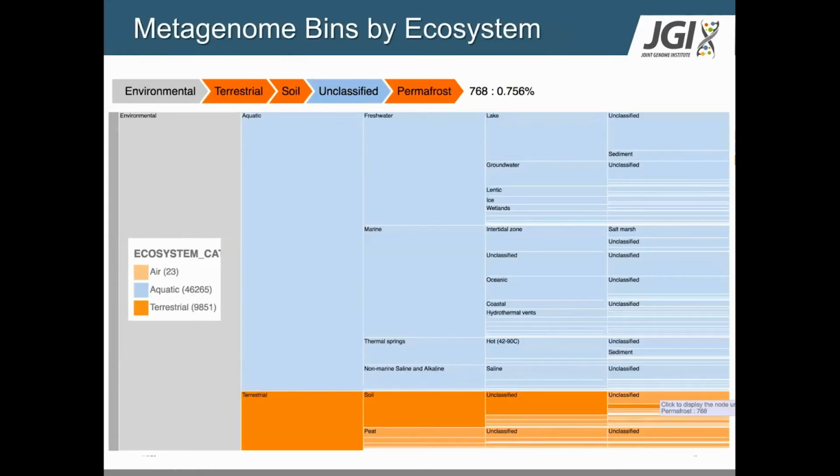You can also peruse the bins by their ecosystem classification. In this particular example, I've drilled down from terrestrial samples down to permafrost, and it's telling me that there are 768 bins that have been called from samples that are attributed to permafrost. As I mentioned, we have a webinar series. I have links to all of these in the PDF document that you either already have or will receive shortly. So check out the webinars, and maybe it'll be of some value.